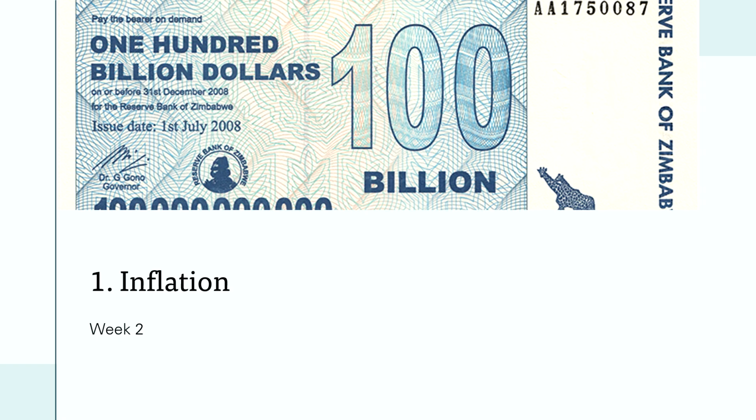Take a look at the image on this slide. $100 billion. Wow. This bill was issued by the Zimbabwe Central Bank in 2008. Being a billionaire sounds like a dream, but when inflation is out of control, a bill like this may not even buy you a bread.